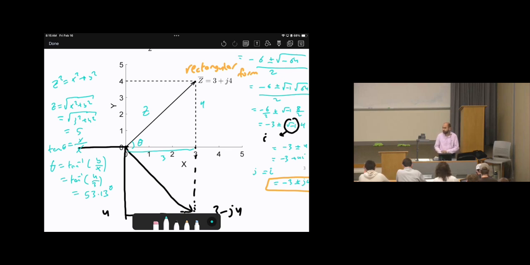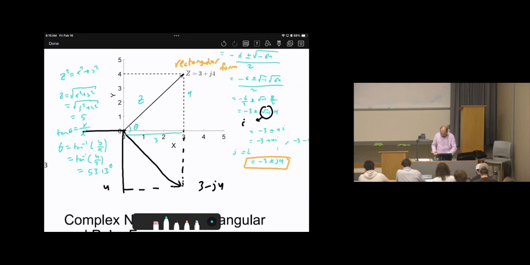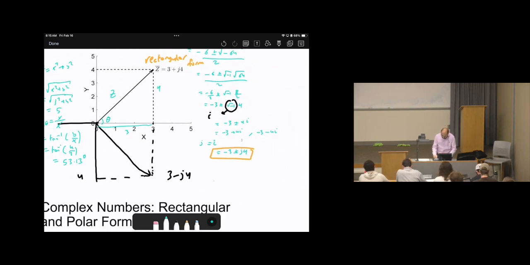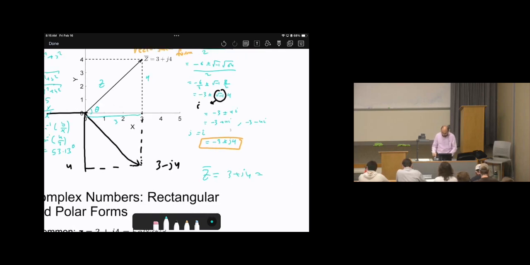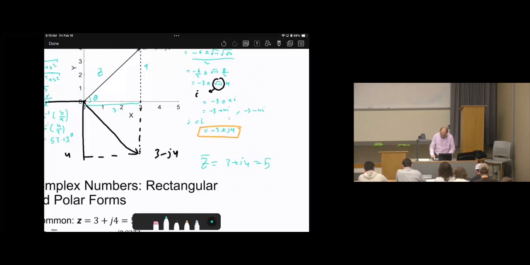Again, this is math, so we should know how to convert between rectangular and polar coordinates, and polar to rectangular. Whenever we have a complex number Z, it is 3 plus J4, this is in rectangular coordinates. If I need to do it in polar coordinates, it will be the magnitude 5, angle 53.13 degrees. The first one is in rectangular, the second one is in polar. Okay? So that's how we do the conversion.